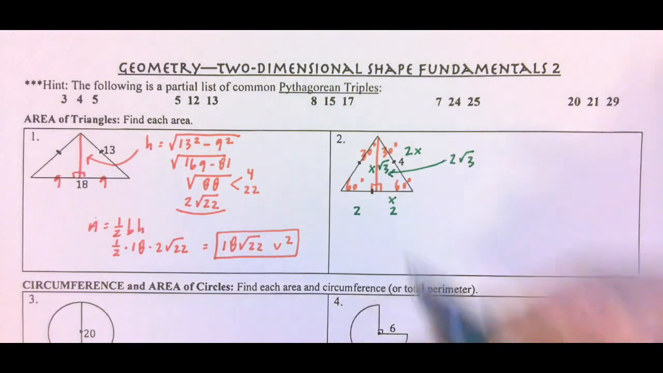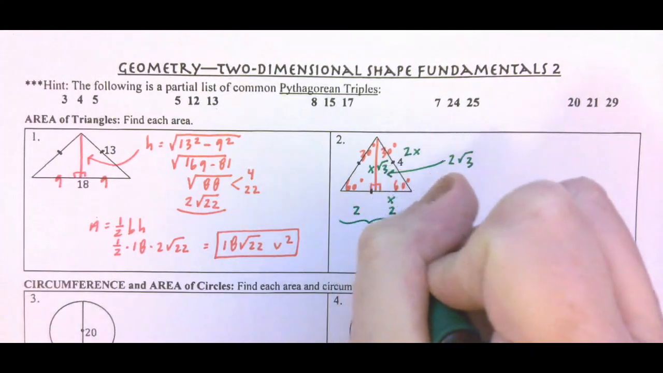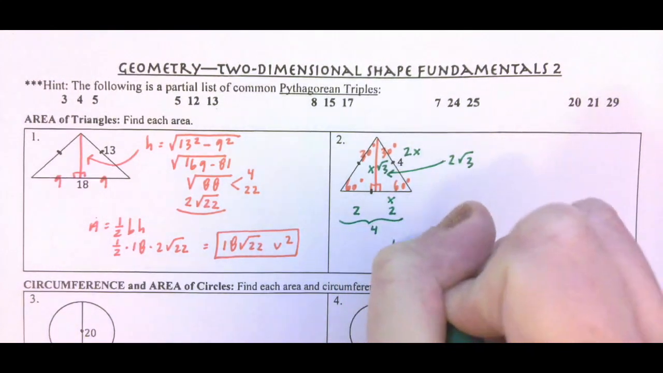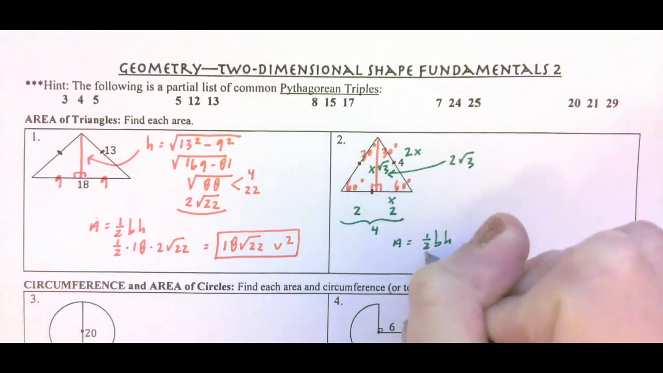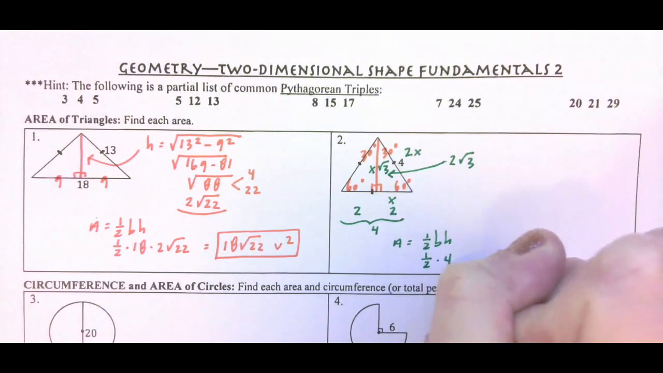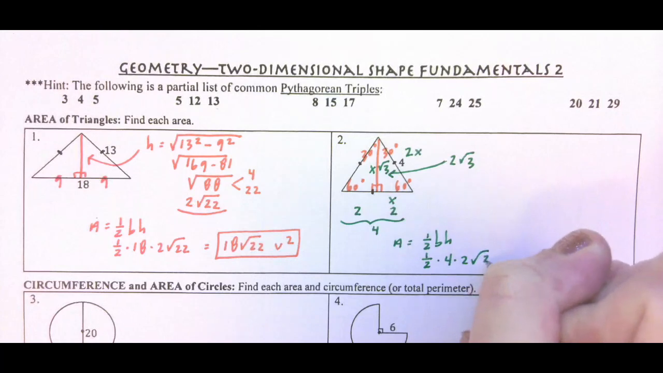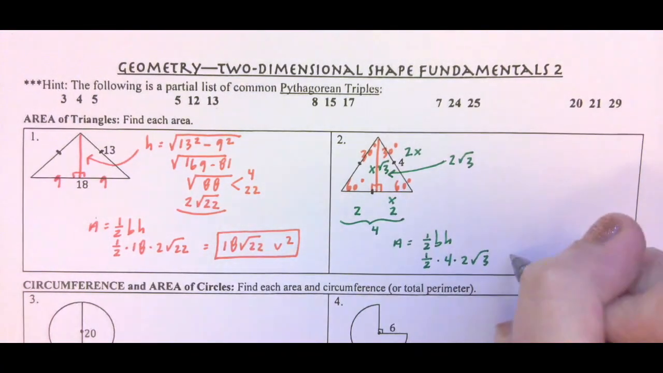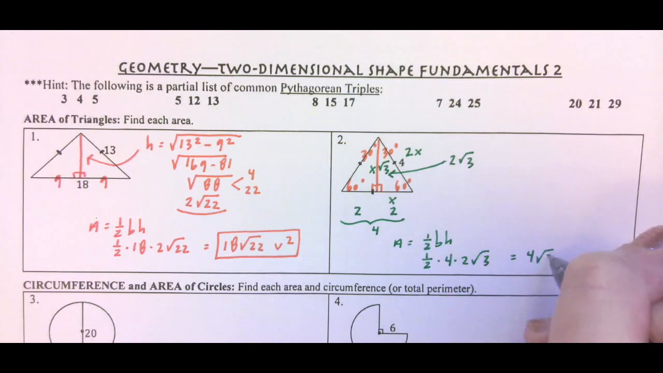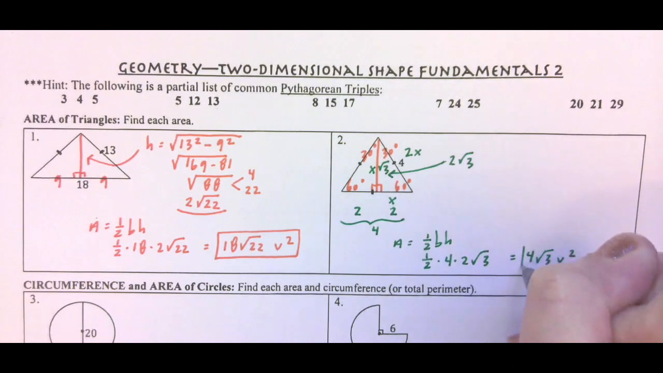So now I can plug in. I know that my entire side here is 4. So area is half base times height. So half of 4 times 2 root 3. Half of 4 is 2. 2 times 2, we're back to 4. 4 root 3 units squared.